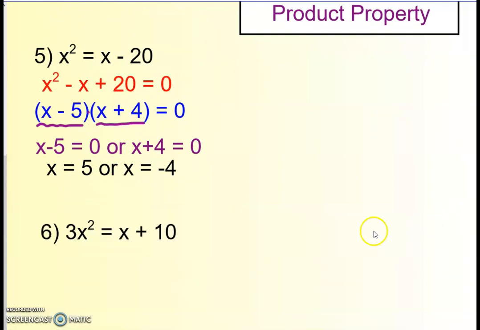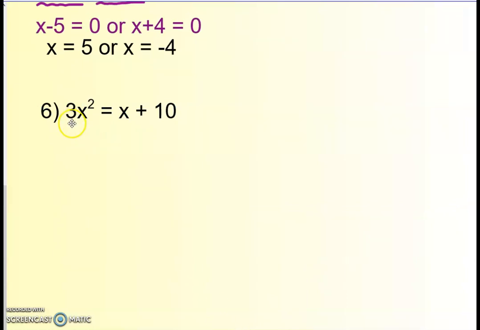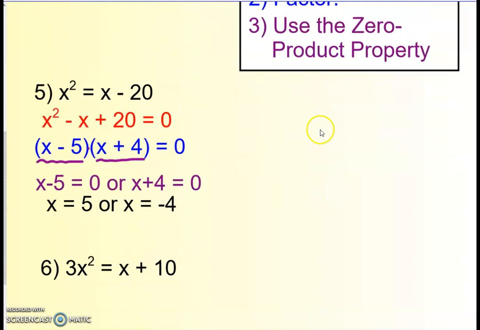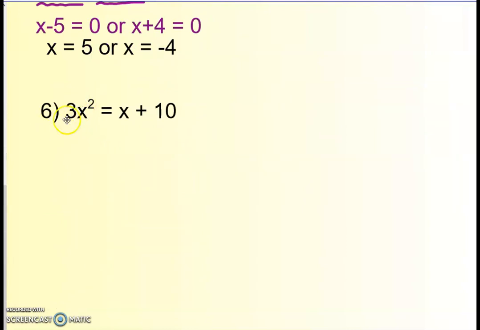Here's the last one. Good golly. It's got a 3 in front of the x squared. Oh, this is going to be a good one. Process doesn't change. We have an x squared term. You're thinking, oh, heavens, I have an x squared term. Whatever shall I do? Well, 3-step process. First, get everything to one side. I like my squared terms to be positive, so I'm going to move everything to the left side. And I get 3x squared minus x minus 10 equals 0.